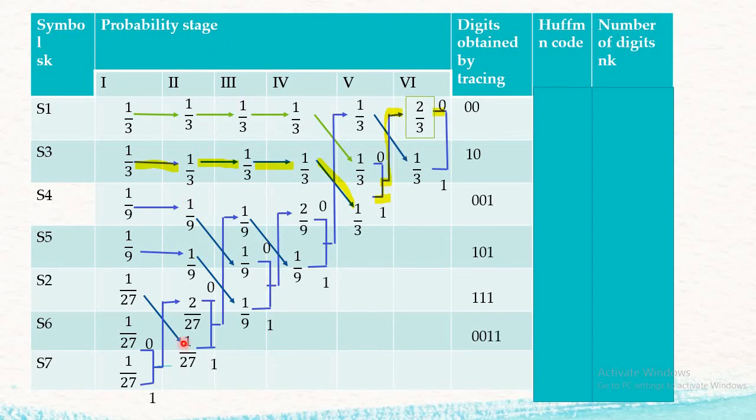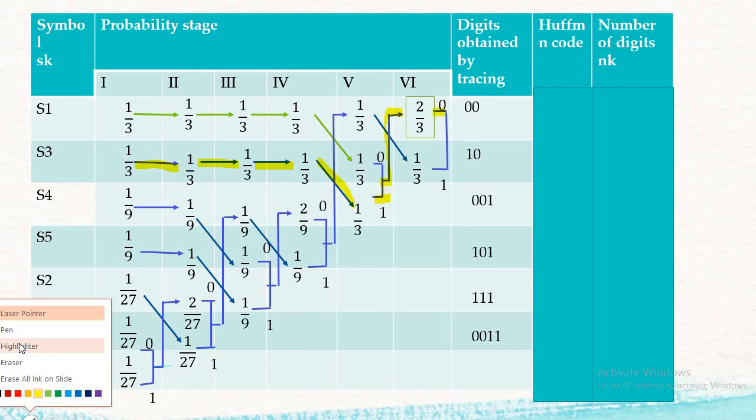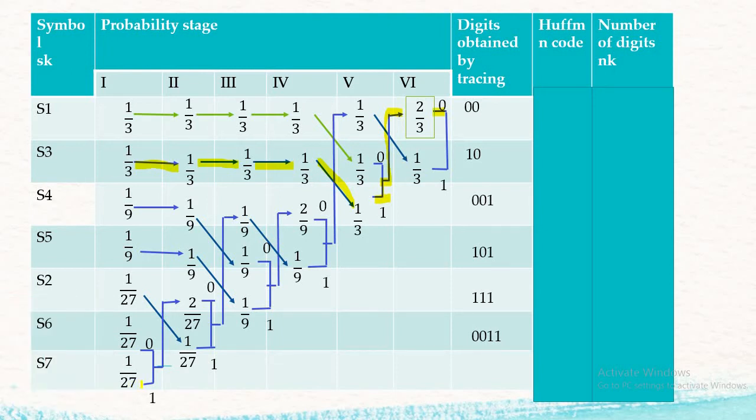Now I will again explain this for S7. We start from S7. This one is your S7. I will use my highlighter to make it more clear. So we start from S7, and this is my path. Here it will take the addition and move to the second position, then from here it will move to the third value, adding. From this 1 by 9 it will go in the downward direction.